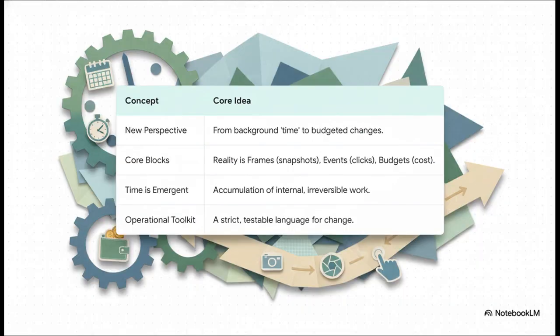So to wrap up this first explainer, let's just hit the key takeaways. First, the FBA is a fundamental shift in perspective. We're moving away from a background time and towards discrete, budgeted changes. Second, its core building blocks are frames, minimal events, and budgets, or, put simply, snapshots, clicks, and costs. Third, and this is maybe the most radical part, time itself is emergent. It's the result of accumulated, irreversible internal work. And finally, all of this gives us a new, strict, and testable operational toolkit for describing reality.